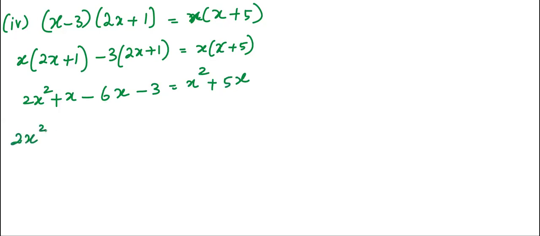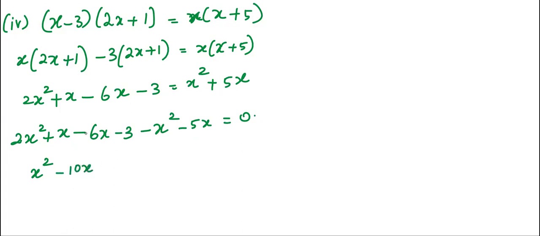So now this will become 2x square plus x minus 6x minus 3, then minus x square minus 5x is equal to 0. Now let's simplify. So 2x square minus x square will become x square. What are the x terms here? So 1x minus 6x will become minus 5x. There is another minus 5x here, which will become minus 10x. What about the constant term? There is just minus 3. So minus 3 is equal to 0.